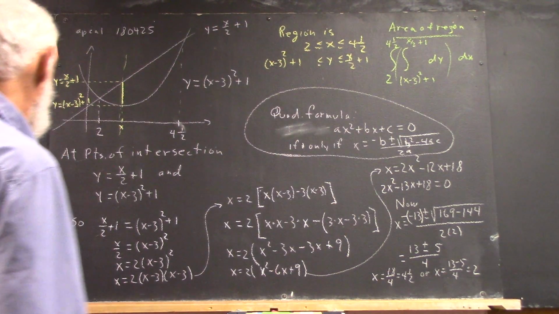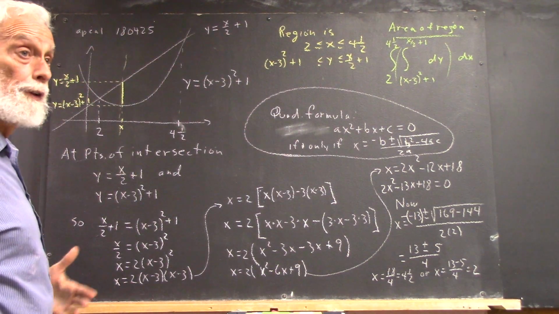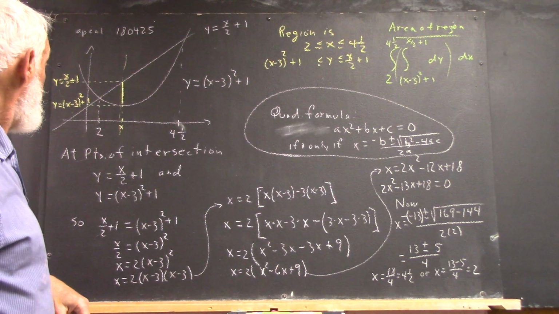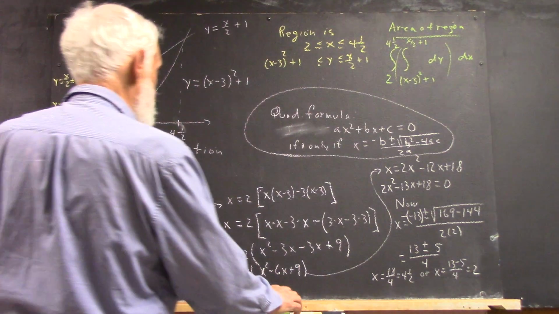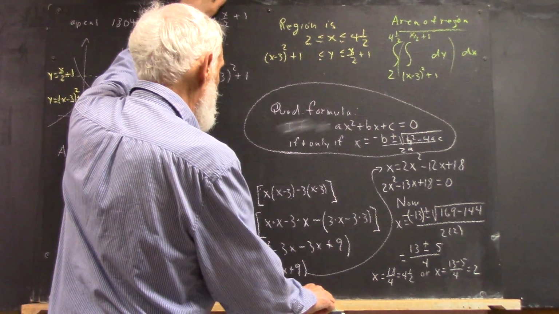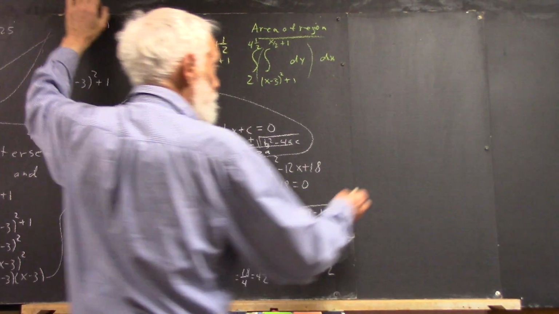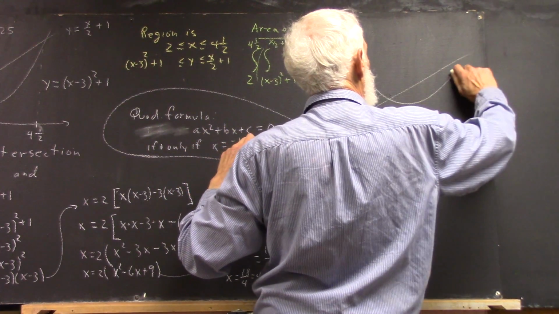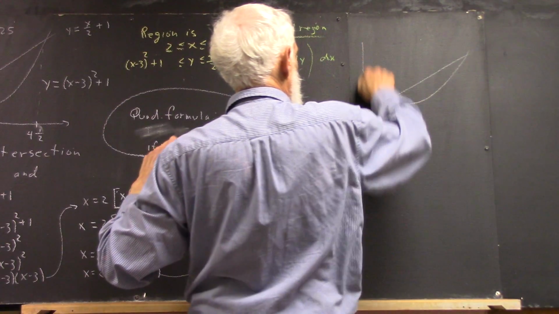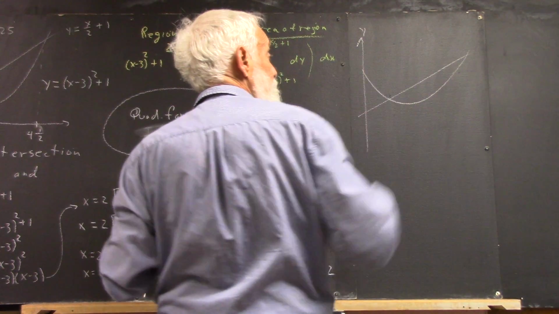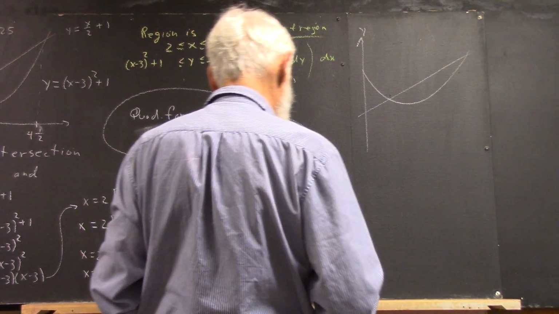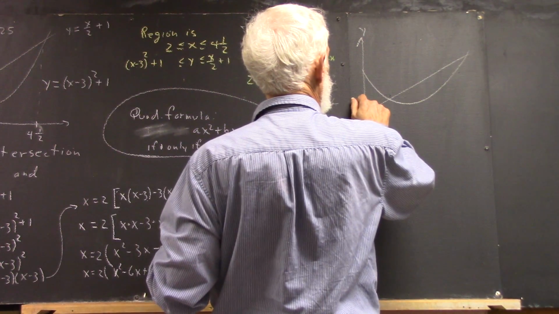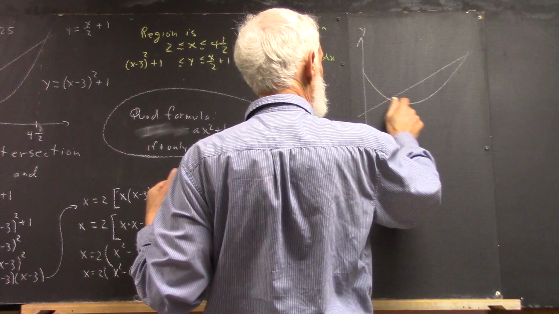If I wanted to describe this region in terms of y cross sections, then let's just draw this, without labeling it. But I've got a region that looks like this. And let's say here's my y-axis. Okay? Then there's going to be a difference in the way I describe the region.